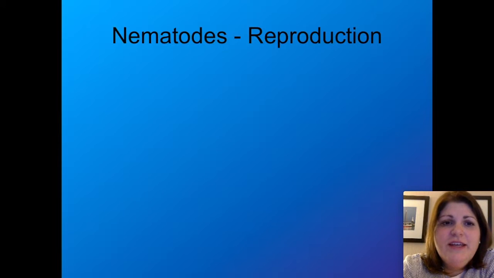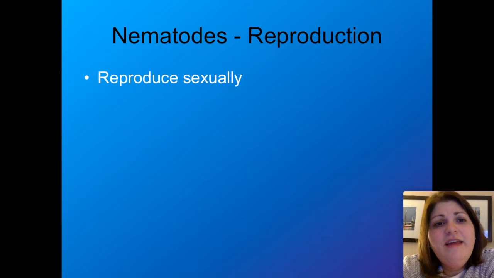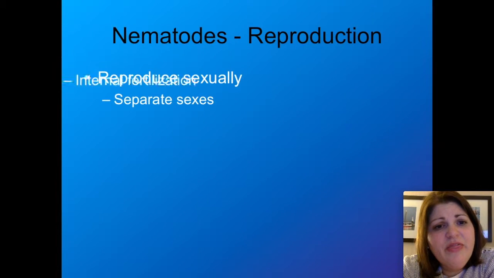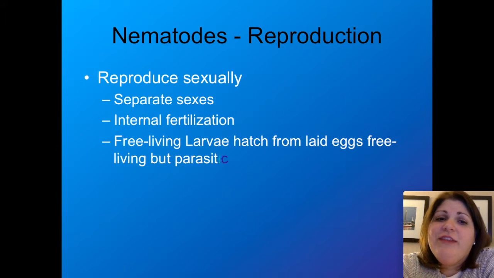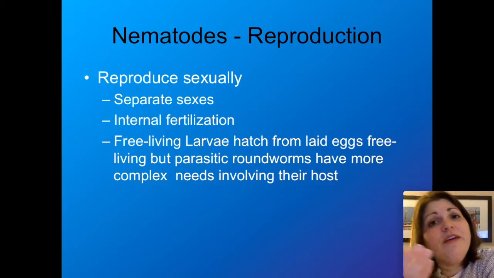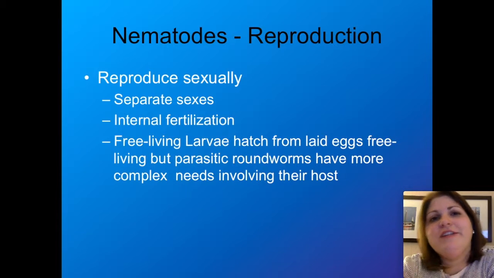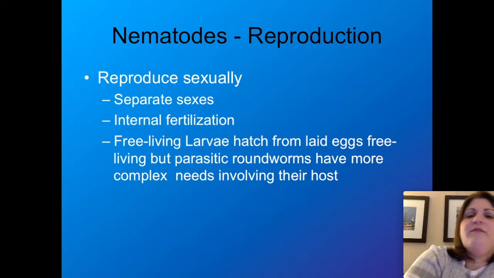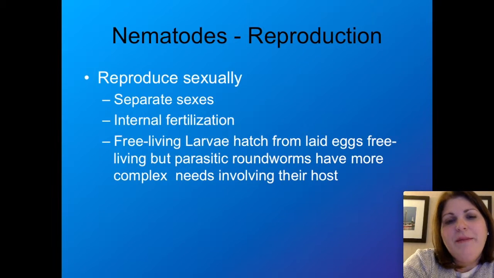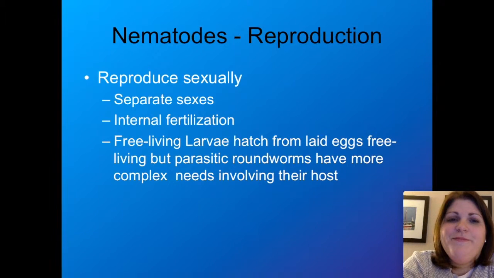Their reproduction is fairly simple. They reproduce with sexes, so no hermaphrodites. They have internal fertilization. Eggs are laid, and free-living larvae hatch from the eggs. However, in parasites, it's a little bit more complicated because, of course, it involves the life cycle of the host as well. Sometimes the eggs are laid and then transmitted to a new host, or laid in one part of the host and they develop in another. So it's a more complicated process. Pause here again if you need to, and then let's review.